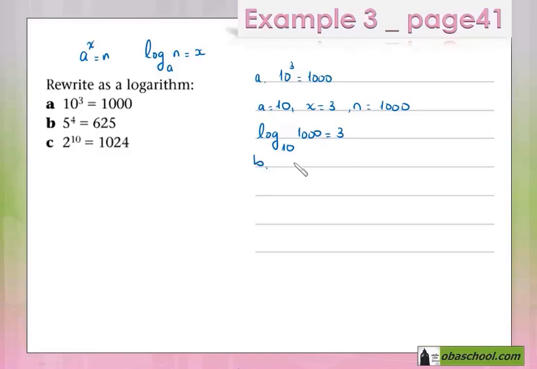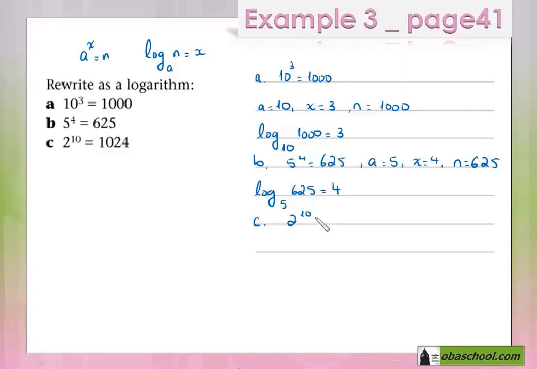Now let's solve part B. We have 5 to the power 4 equal to 625. And so a is equal to 5, x is equal to 4, and n is equal to 625. And so the logarithm for base 5 for n, which is 625, is equal to x, and that is 4.